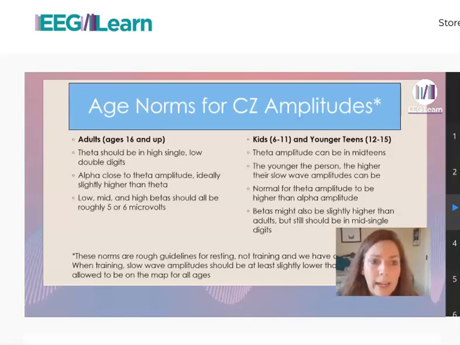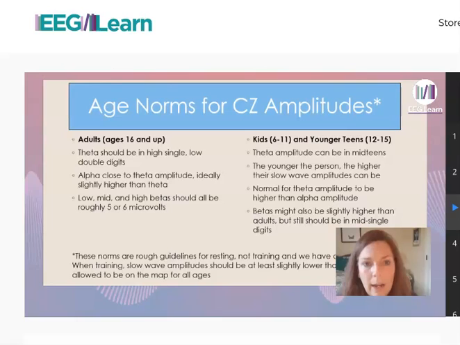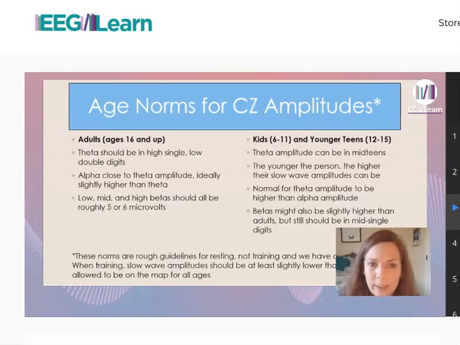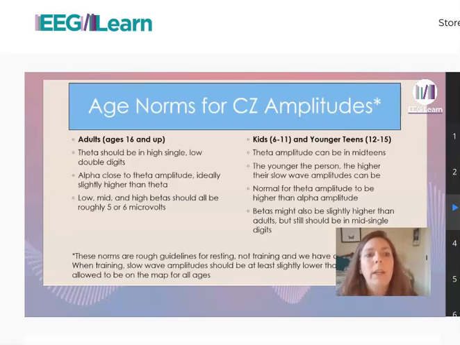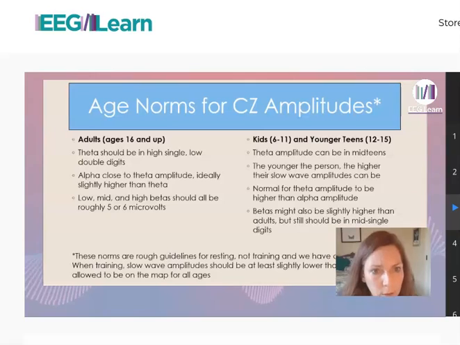Alpha, the 8 to 12 hertz activity, should also be really close to the theta in amplitude, in that high single or low double digits. And in a perfect world, the alpha amplitude would be slightly higher than the theta. That might just be a matter of decimal points, but in a perfect world, an adult's alpha amplitude would be really close to their theta amplitude, but it would be a little bit higher.